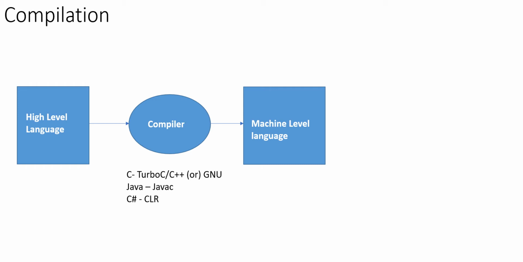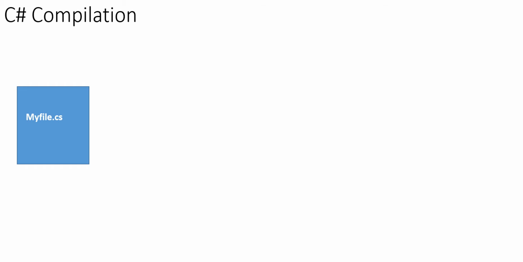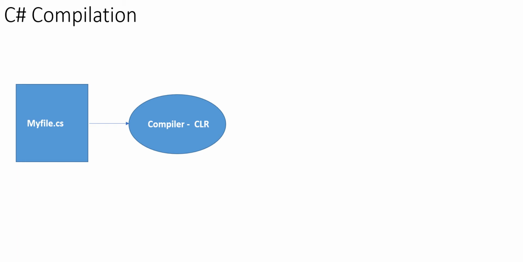So if you are compiling and running your program through Notepad and command prompt, you might be aware of this javac compiler. Similarly, for C#, we will have the Common Language Runtime as our compiler. Here, same like C, C++, and Java files, a C# file also has its own extension, .cs. We will give this source file as the input to our Common Language Runtime compiler.